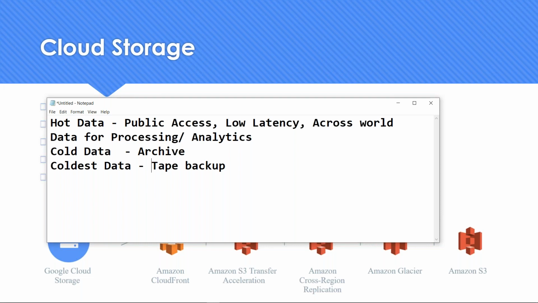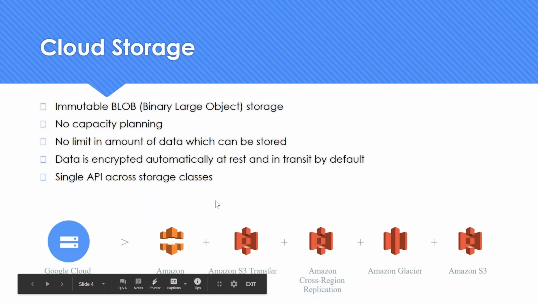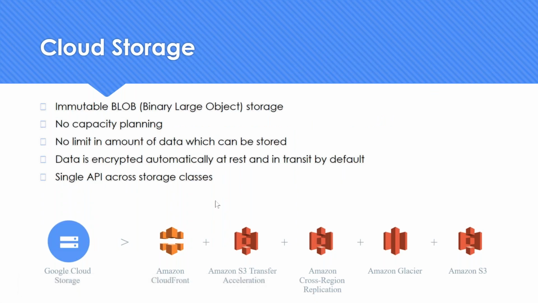Now if you were to use all these different types of data, hot data, data for processing, cold data, coldest data, every cloud provider will provide different products to handle different types of this thing. But when it comes to GCP, it's very unique. It provides you one single product called Google Cloud Storage. So what's the advantage? One single API to access all different types of storage class, hot data, cold data, data for processing, all those things.